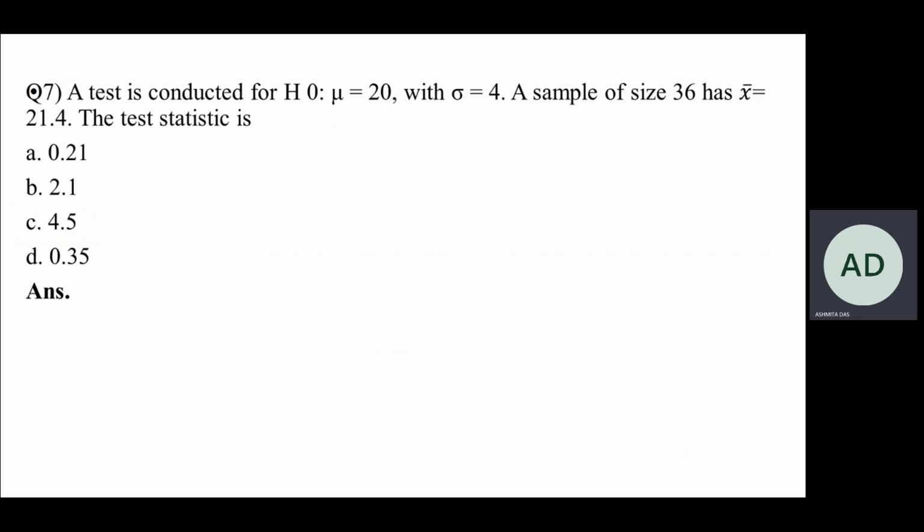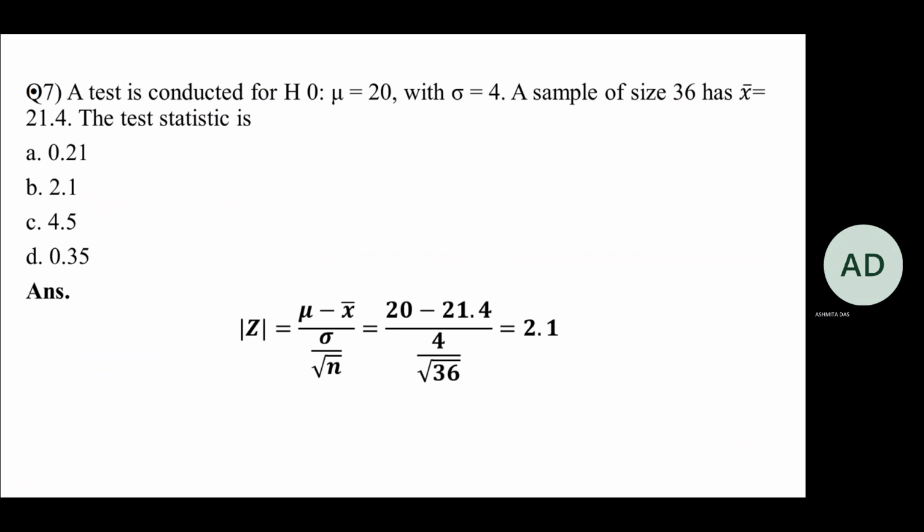Now moving to question number 7. A test is conducted for H0, that is mu equals 20, sigma equals 4. A sample of size 36 has x bar equals 21.4. What is the test statistic? So the z is equal to mu minus x bar divided by sigma by root n. So 20 minus, here the mu, which is represented by the population mean, comes as 20.